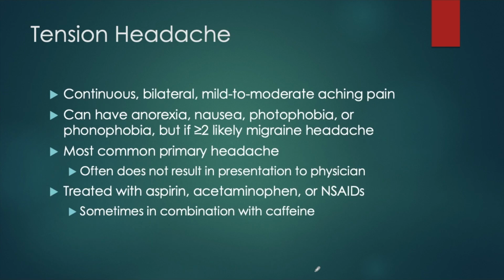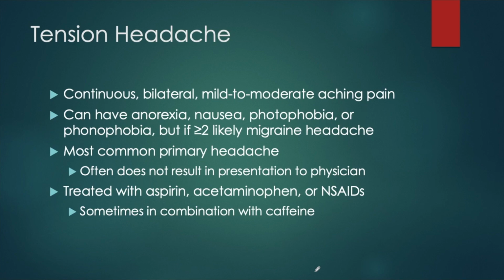Tension headaches are the most common form of headache and classically cause a continuous, bilateral, dull, aching pain. The pain is generally mild to moderate. Sometimes they are described as a tight band around the head. Tension headaches can have other associated symptoms like loss of appetite, nausea, sensitivity to light, or sensitivity to loud noises, but if more than one of these features are present, you should suspect a migraine headache instead.